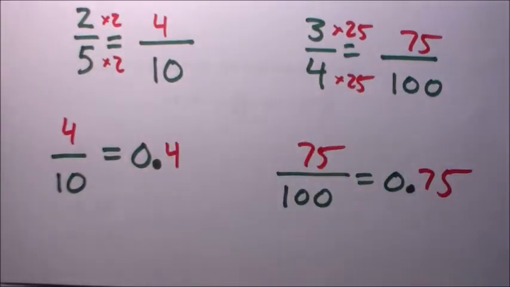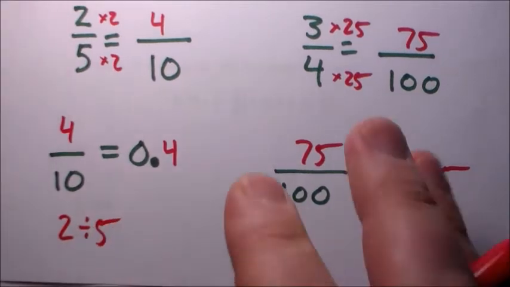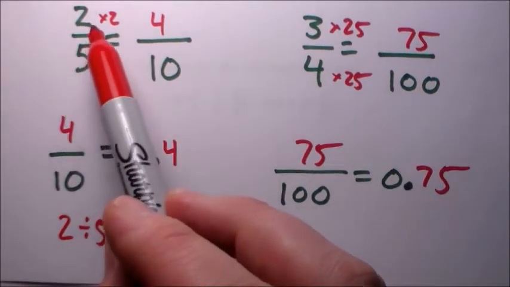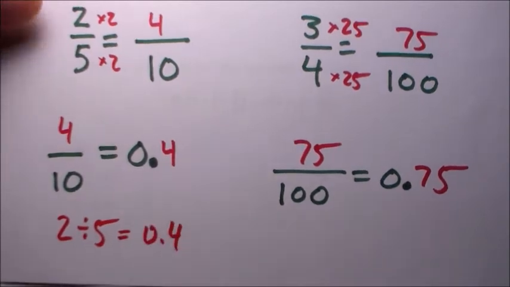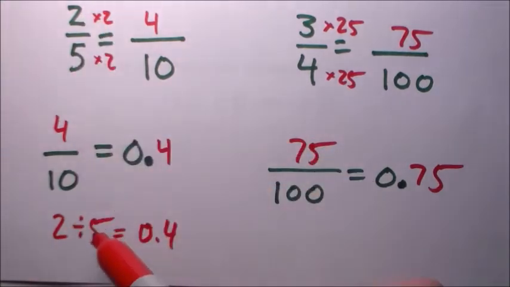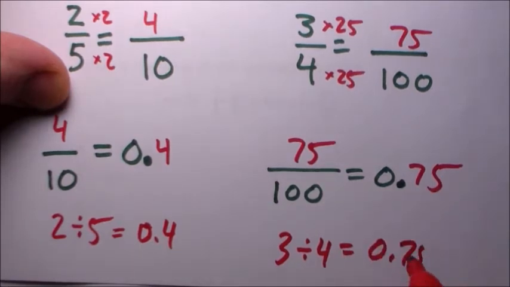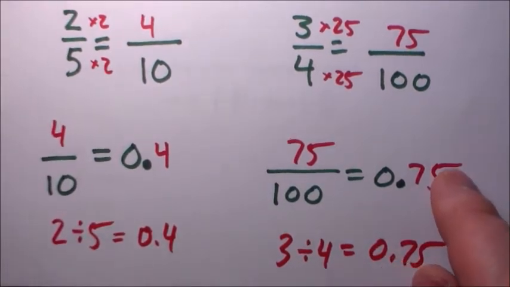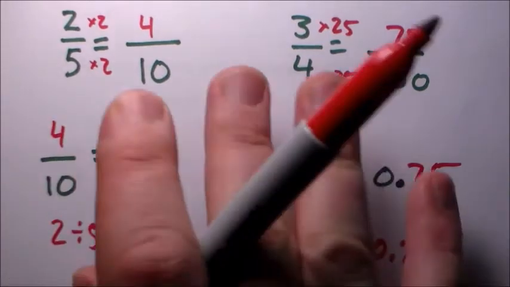Now, if you had a calculator for this question, which you may or may not, you could always do 2 divided by 5, right? Because 2/5 is 2 divided by 5. And what will that equal on your calculator? We'll be shocked to know it'll equal 0.4. So that's a good way to do it if you have a calculator for this one. And then same thing, 3/4 is 3 divided by 4, and if you do that, you will surely get 0.75. Okay, so that's how we take the fractions and turn them into decimals.